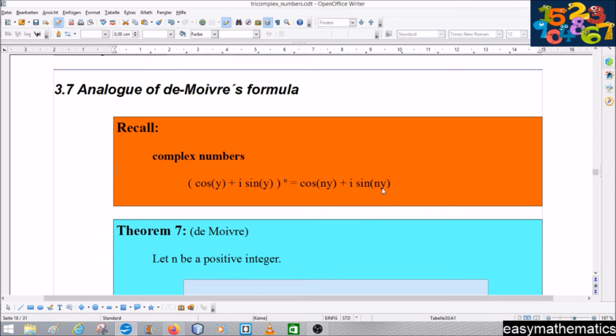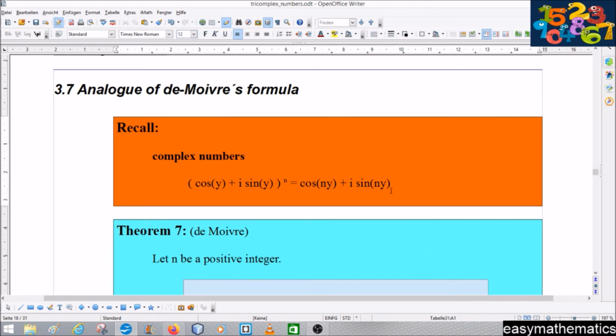What was the De Moivre formula? In the classical complex numbers, there is the nice property that multiplication is addition of the angles. This is why this is so beautiful. It seems like we can distribute this n into the trigonometric functions, and this is a very nice property. So cosine y plus I times sine y to the power n is cosine of n times y plus I times sine of ny.